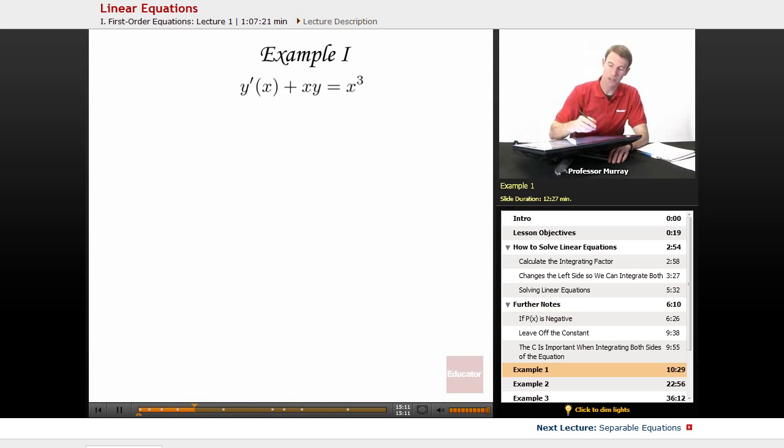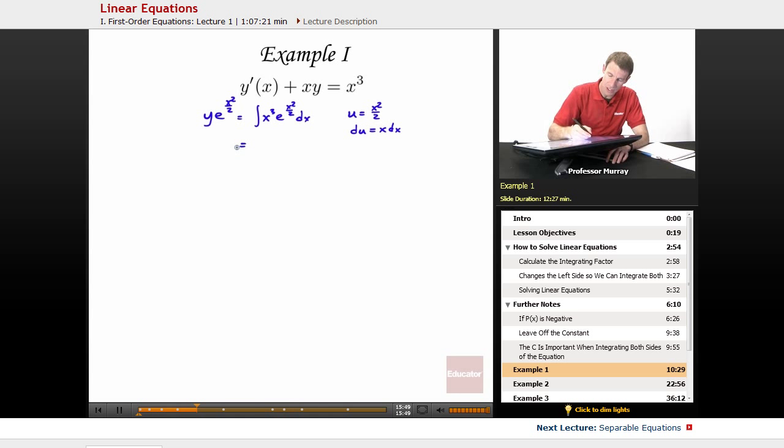Okay, so we still have a couple steps to go on example 1 here. On the previous slide, we had y times e to the x squared over 2 was equal to the integral of x cubed e to the x squared over 2 dx, and we have to solve that integral. What I'm going to do is make a little substitution here. I'm going to do u is equal to x squared over 2, and then my du would be equal to 2x over 2, so just x dx.